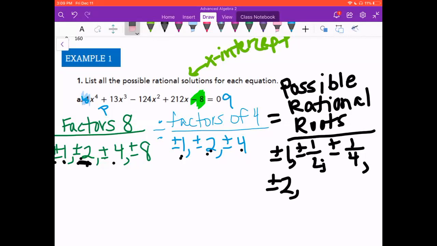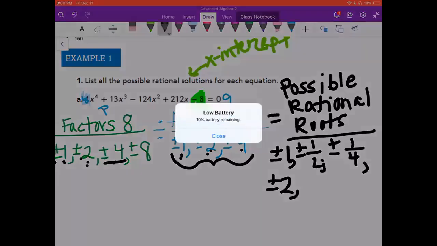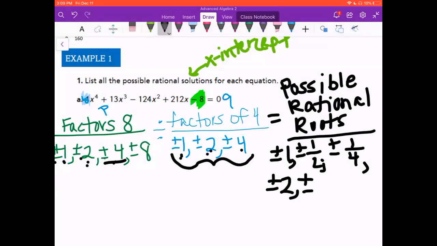Okay, now we're going to take the factors of 4 and divide by the factors of 4. So 4 divided by 1 is 4, so plus or minus 4. 4 divided by 2 is 2, plus or minus 2. 4 divided by 4 is 1. And I already have 2 and I already have 1, so I don't need to list it twice.